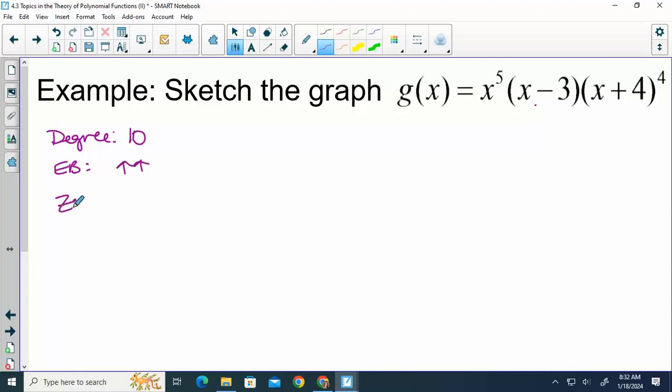zeros. Well, if this is just an x, what would make it 0? 0. And since it's a fifth power, multiplicity of 5. What about x minus 3? It's a 3. It was just to the first power, so you don't have to write multiplicity 1. And then negative 4, multiplicity 4. So at 0, will my graph bounce or go through?